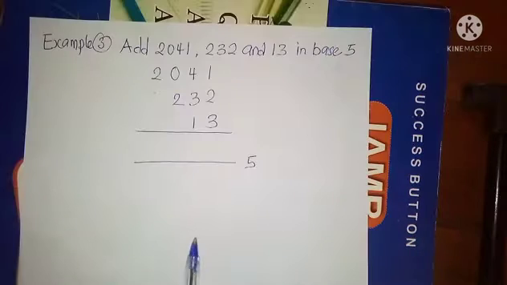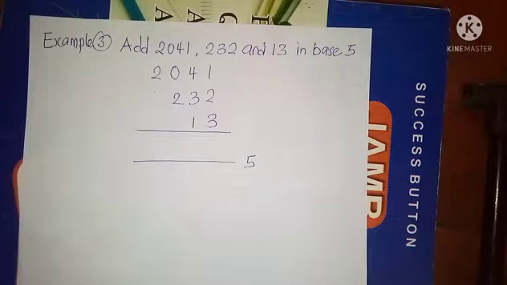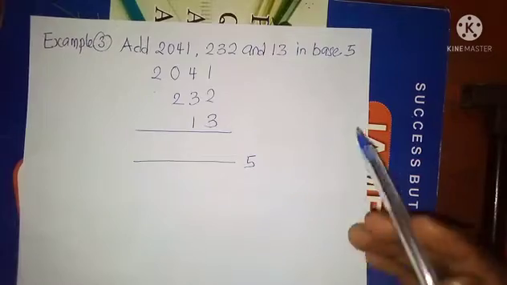So this is another example. You have to add 2041, 232 and 13 in base 5. So we are asked to add them in base 5.